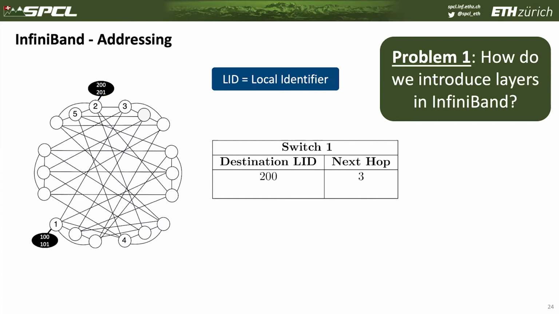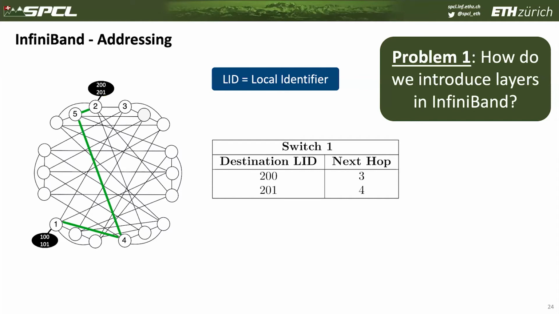And that way, what we can do is, in this forwarding table of the switch, we can enter a second entry for the second LID that is assigned to the same end node, but use a different next hop, and thereby use a different path, and thereby achieve this desired multipathing. And this is exactly the mechanism we will use to implement these layers into InfiniBand, thereby creating a one-to-one mapping from layer to LID offset.